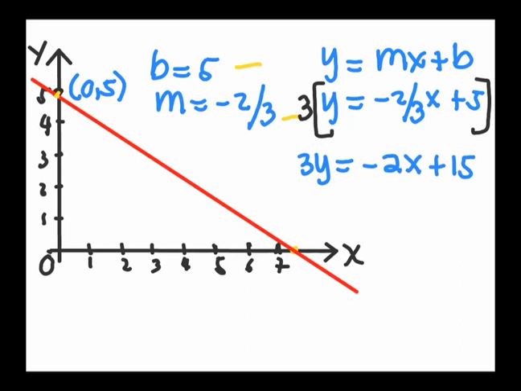To transform to standard form, we can now transpose this negative 2x to the left side, and we'll now have the equation 2x plus 3y is equal to 15. This is the equation of the line in standard form.